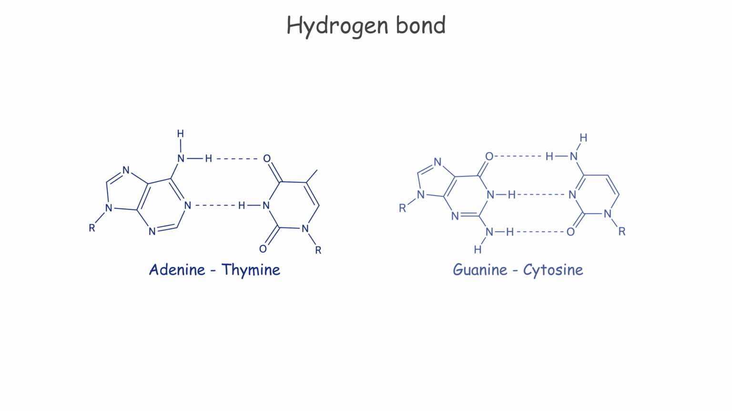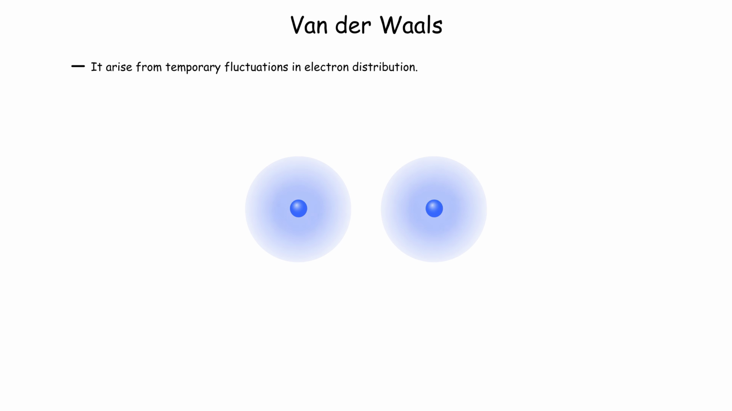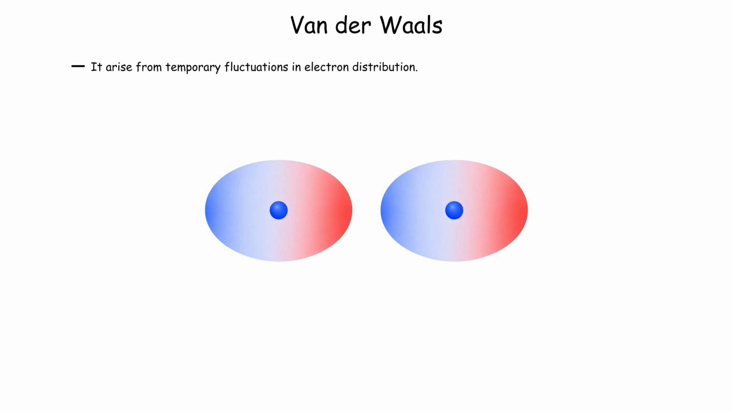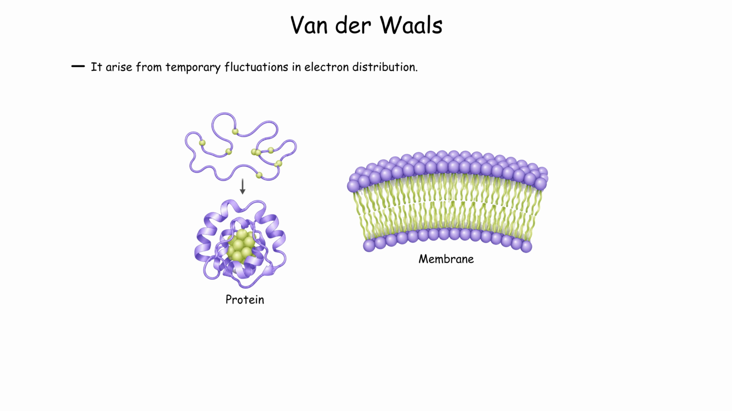Another important weak interaction is the van der Waals interaction. Van der Waals interactions arise from temporary fluctuations in electron distribution. At any given moment, electrons may become unevenly distributed, creating temporary partial charges that attract neighboring molecules. Individual van der Waals interactions are very weak, but large numbers of them contribute significantly to molecular stability. Proteins, membranes, and many other biological structures rely on these interactions.